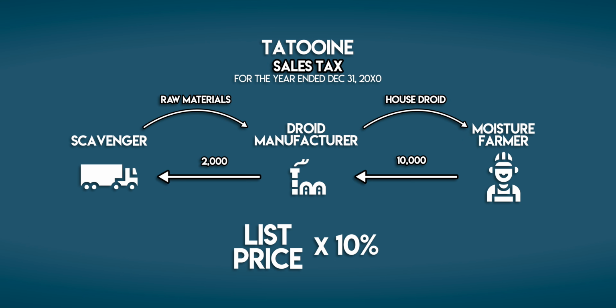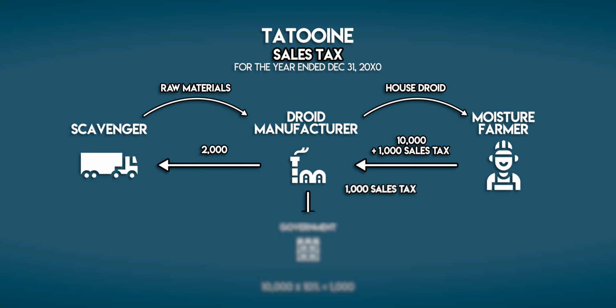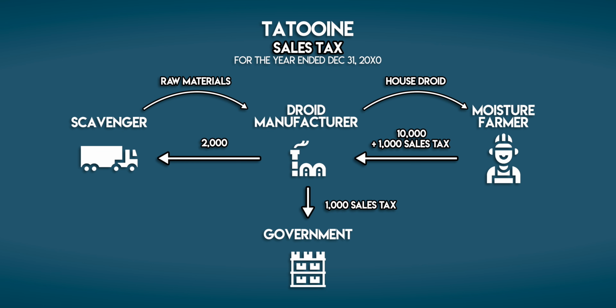Since the first transaction is business to business, the scavenger doesn't charge sales tax. The droid manufacturer only pays them the list price of 2,000 credits. But the second transaction is business to consumer, so this time the droid manufacturer needs to charge sales tax. We can find out how much by taking the list price of 10,000 credits and multiplying it by the sales tax rate of 10%, which is 1,000. The droid manufacturer collects 11,000 credits and pays the sales tax of 1,000 to the local government.